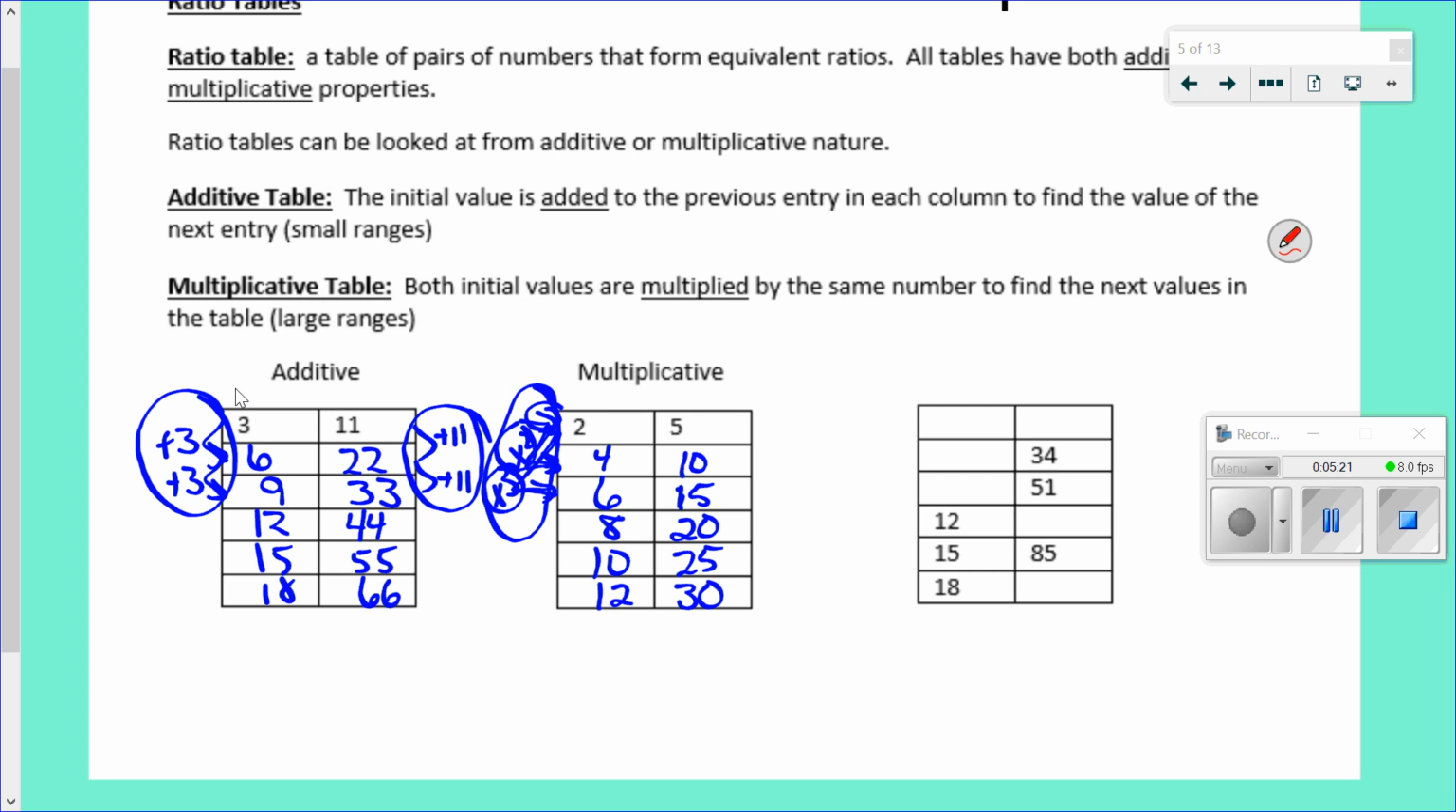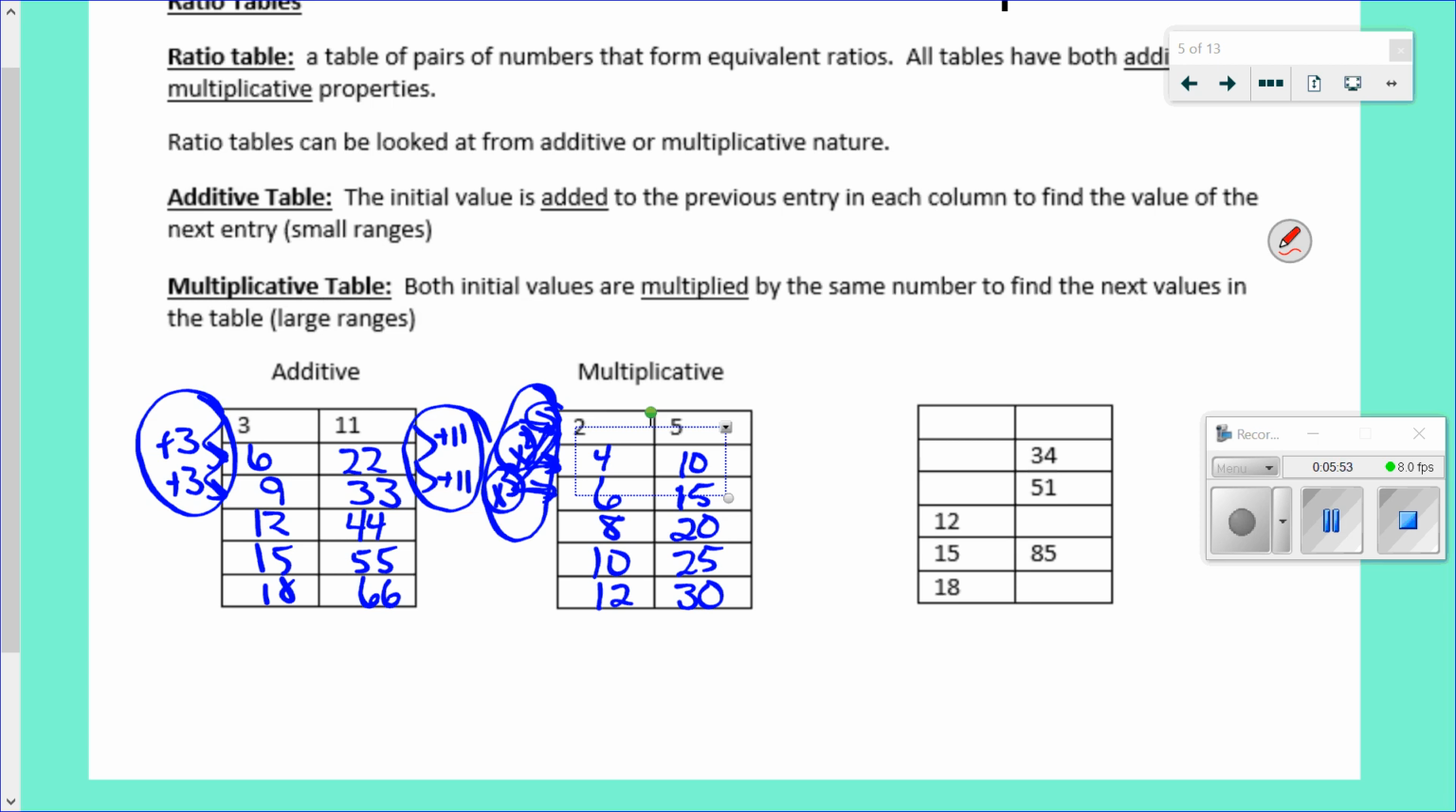3 times 2 is 6, 11 times 2 is 22. 3 times 3 is 9, 11 times 3 is 33, see what I mean? On this side, I could have said, okay, I'm going up by 2. 2 plus 2 is 4, plus 2 is 6, plus 2 is 8. See it? 5 plus 5 is 10, plus 5 is 15, plus 5 is 20. So either table, I can look at it either way.